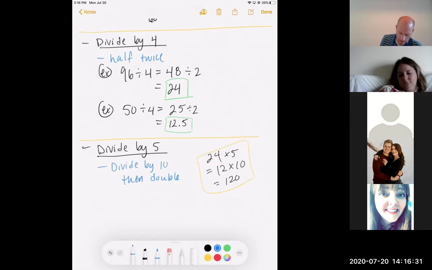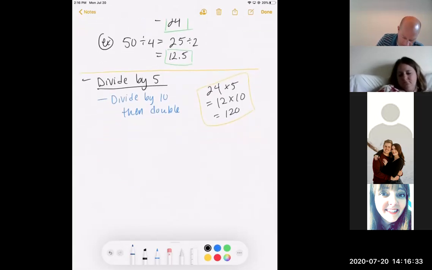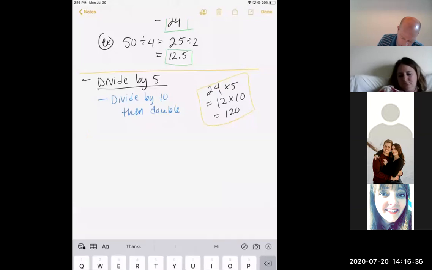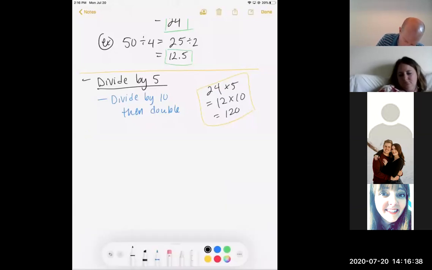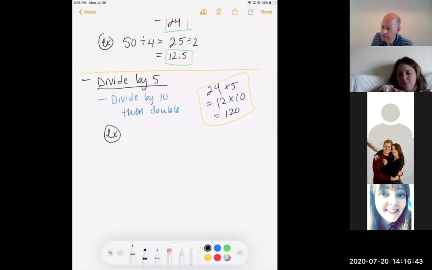Let's do an example of something divided by 5 that's not easily calculated. Actually, I wanted to see why that worked first. Okay, so the example is 20 divided by 5. You divide by 10, you get 2. You double that, and you get 4. So according to the strategy. Now my question is, why does this work?